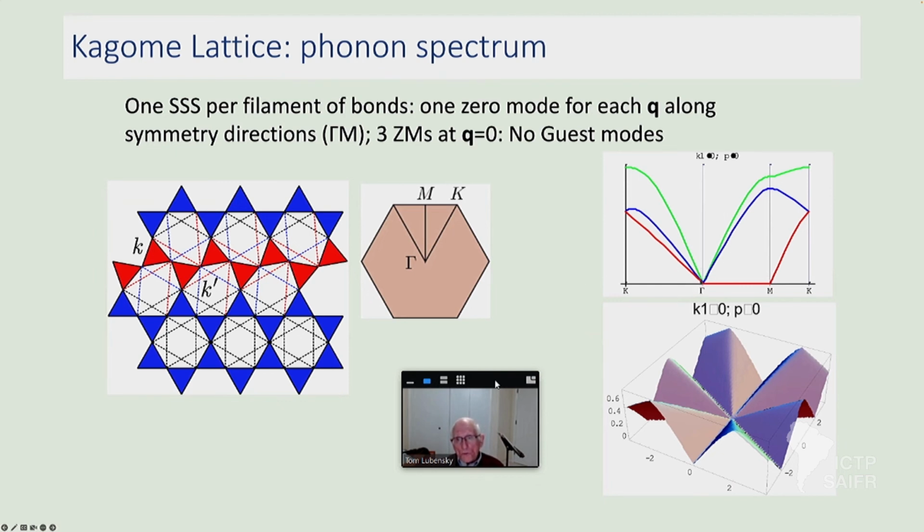We have 3 modes coming into 0 along the line M to K. And along the line gamma to M, we have a line of 0 modes. So for every q along here, there is a 0 mode, which is associated with one of these lines of stress. And it comes in with a knife edge. The frequency comes in like a knife edge, and it's along all of the symmetry directions, gamma to M that way, and gamma to M that way.